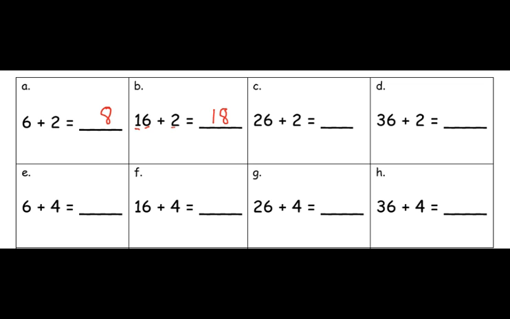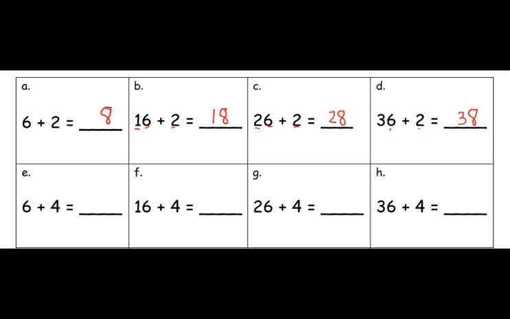Now I'm going to add 26 plus 2. I still have 6 and 2 that I'm adding in my ones place. That gives me 8. And I had 2 10s to begin with. So now I have a total of 28. Here I have 36 plus 2. I'm going to add my ones, so I have 6 and 2 that make 8. And then I had 3 10s this time, so I have 38.